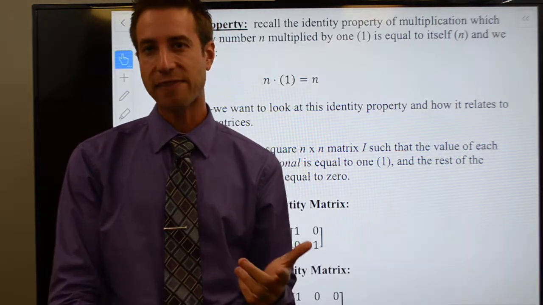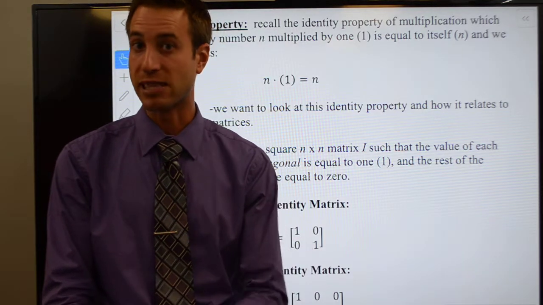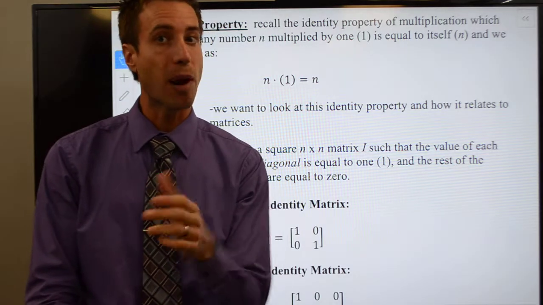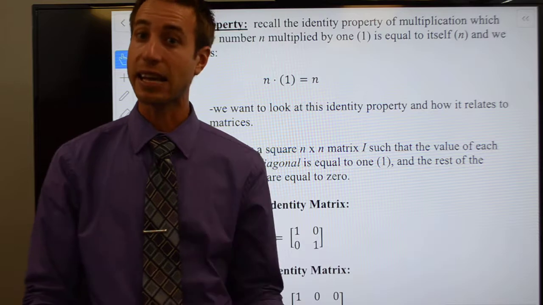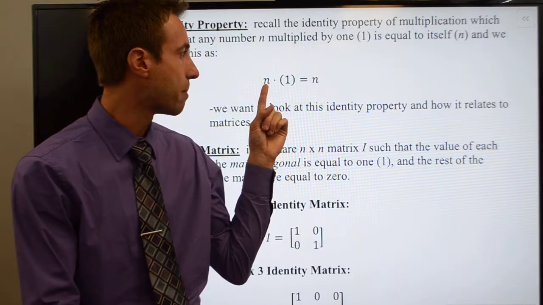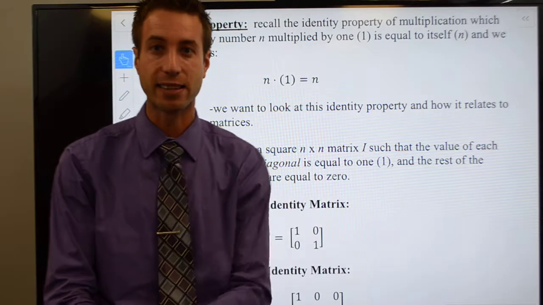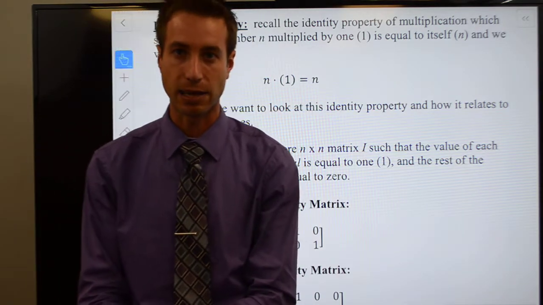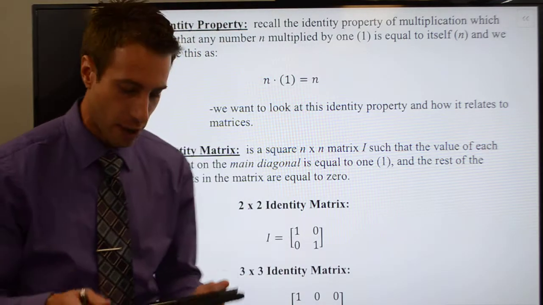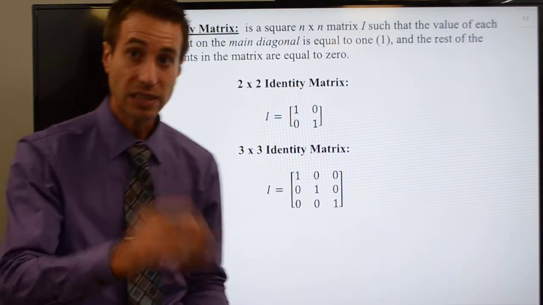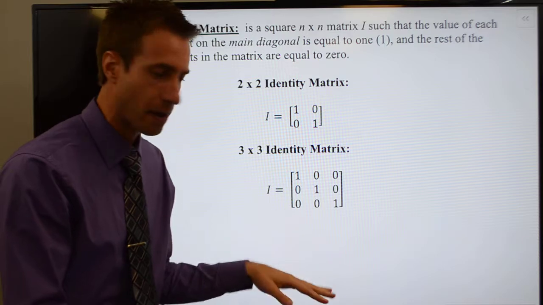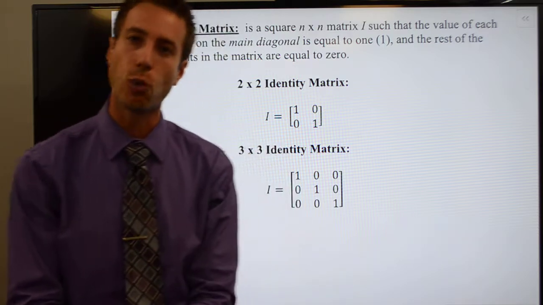Well, it turns out we have an identity property for matrices as well. What we can do is multiply any matrix by this identity matrix, and we get back the original matrix. It's just like multiplying a number by 1. You get back the original number. We can do the exact same thing with matrices. Now, here's the identity matrix. They only exist for square matrices, and these are them right here. There is a 2 by 2 identity matrix, a 3 by 3 identity matrix, 4 by 4, 5 by 5, 6 by 6. You could go as big as you wanted to.